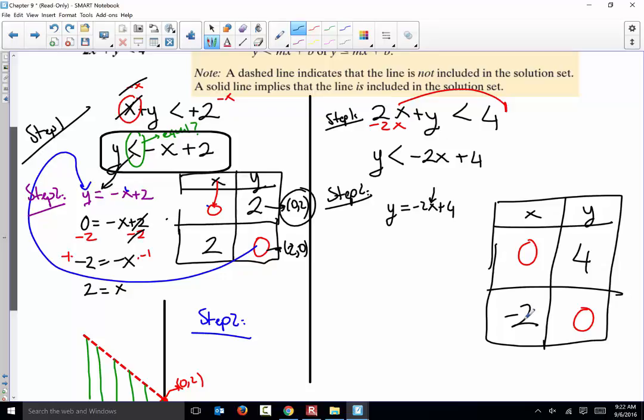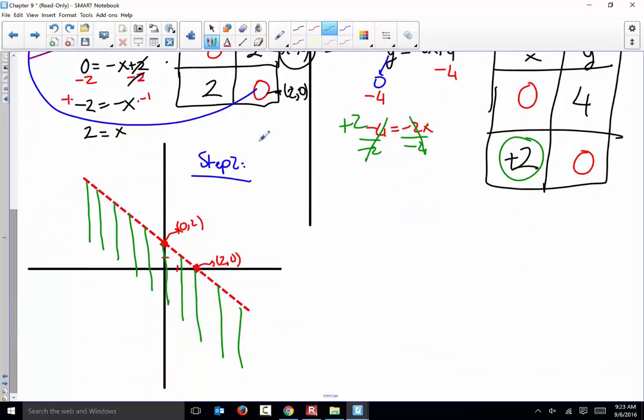No mistakes? It should be positive. This is positive 2. Because when I enter 0 here, subtract 4 from both sides, it's negative 4 equals minus 2x. Divide both sides by minus 2. And that's positive 2. X is positive 2. Okay? So I'm just making common mistakes I see in the exams, so you can be aware.